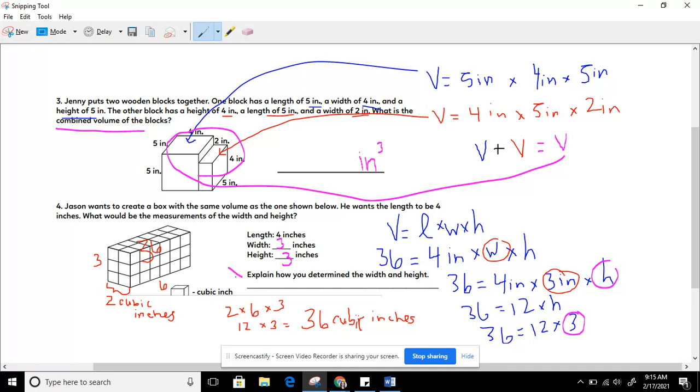And then what you're going to do here is you're going to explain how you determined that width and height. What you would need to do is in words, explain what we did right here. Okay? All right, so that's number 4. So I kind of did number 4 for you, except for the explanation. Number 3, I have it set up for you. Number 2, I had it set up for you, and I did number 1 for you.